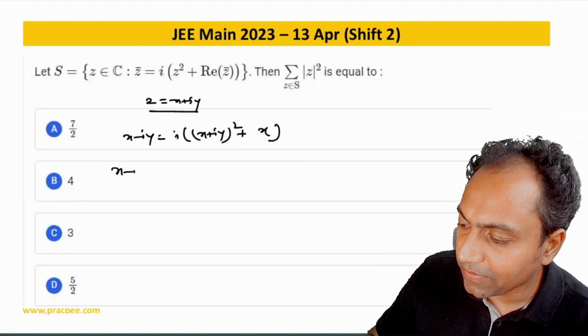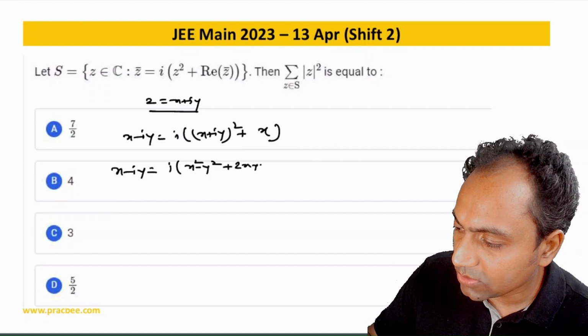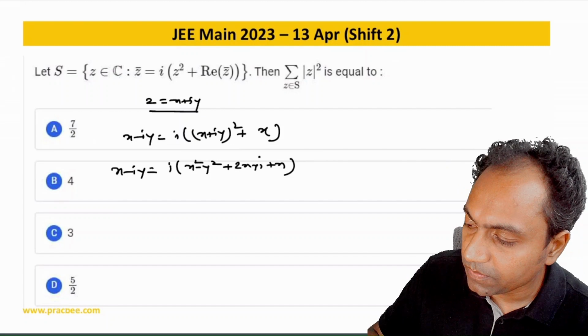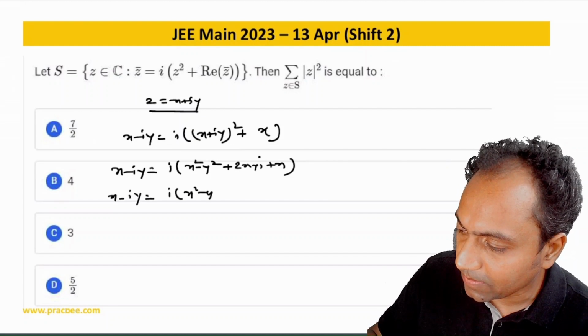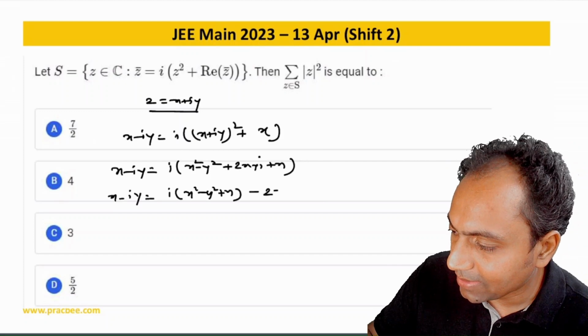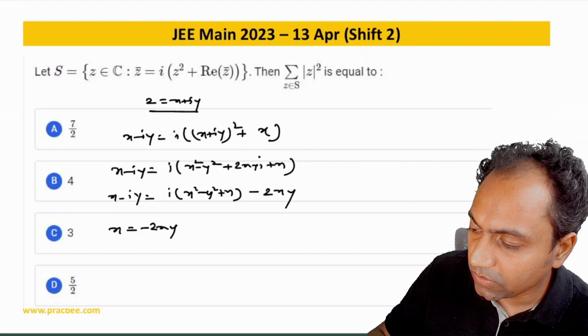Now, if I simplify a bit and compare real and imaginary part, what I will get is i into (x square minus y square plus 2xyi) plus x. So if I simplify one more step, the imaginary part is x square minus y square plus x, and the real part is minus 2xy. So if I compare the real part, I get my first equation.